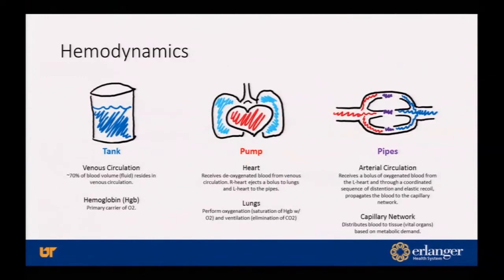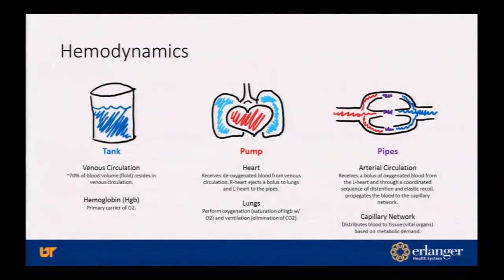The hemodynamic system is made up of 3 components, and you are going to get sick of hearing them. We're going to repeat it so many times. The tank, the pump, and the pipes. The tank refers to your venous circulation. Did you know that 70% of your blood volume is sitting in your venous circulation?